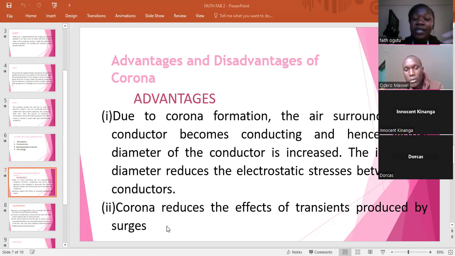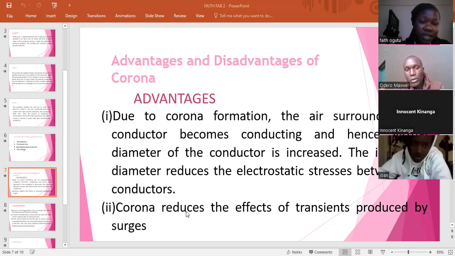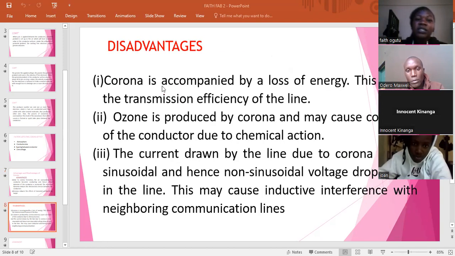And another one, a surge is a disadvantage in power transmission. And when surge is reduced, that becomes an advantage because power loss will also be reduced. And that comes as an effect of corona. That is good, Odero Max. So let us move to the next one. The next one is disadvantages of corona.